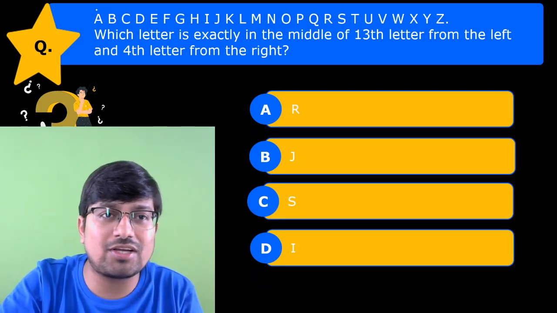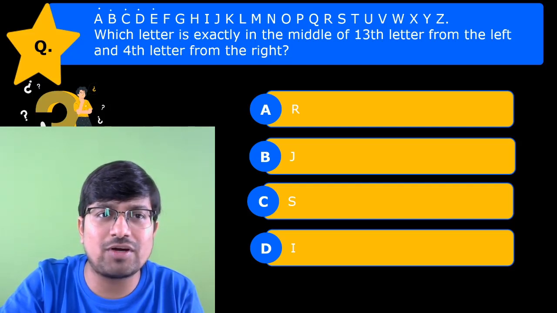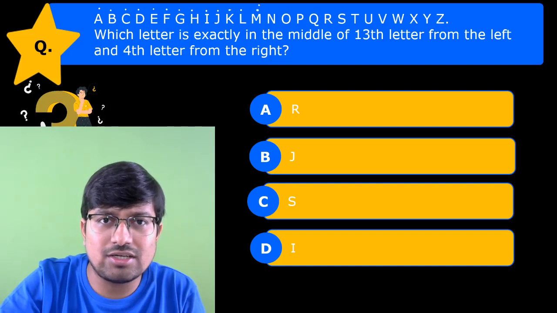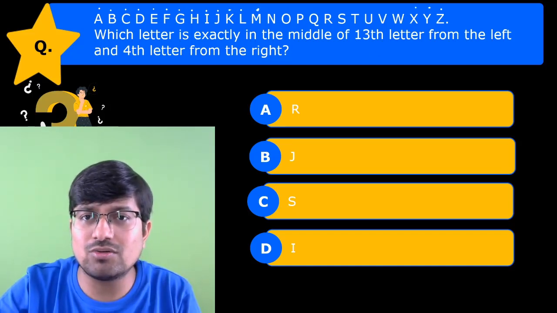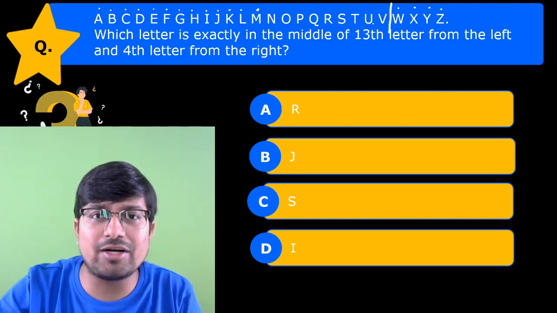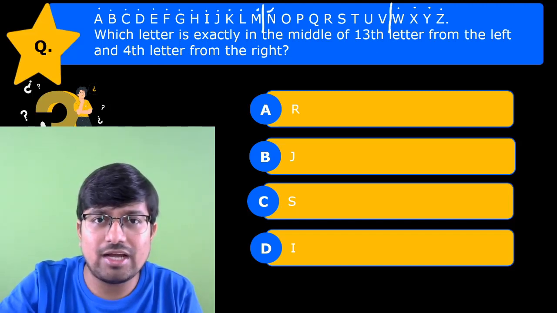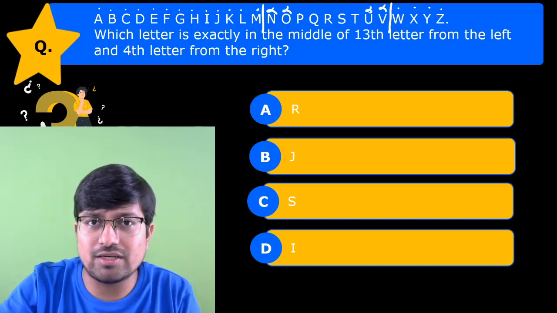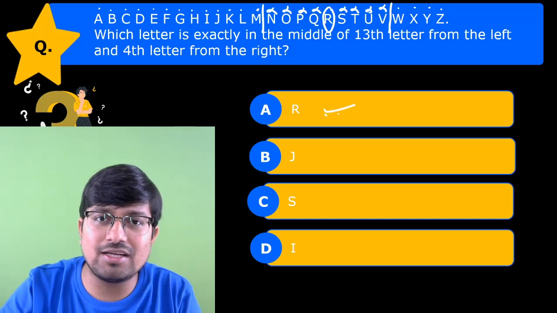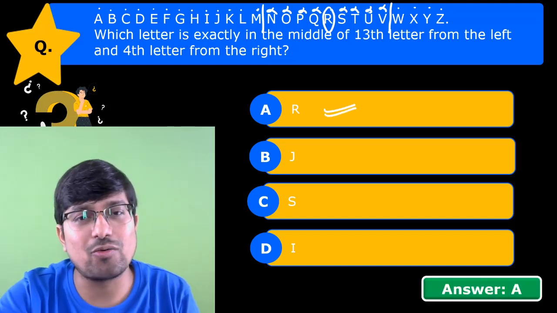Now what is the 13th letter from the left? 1, 2, 3, 4, 5, 6, 7, 8, 9, 10, 11, 12, 13. So this is the 13th letter from the left. And what is the 4th letter from the right? 1, 2, 3 and 4. Now what will be exactly in the middle of these? Exactly in the middle, N is gone, V is gone, O is gone, U is gone, P also gone, T also gone, Q also gone, S also gone. So exactly in the middle is R. Exactly in the middle is R, which is the required answer.